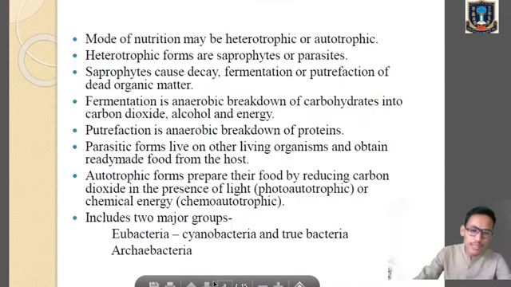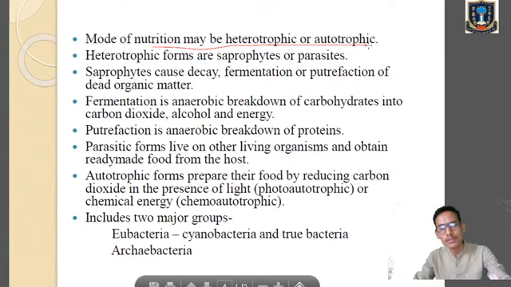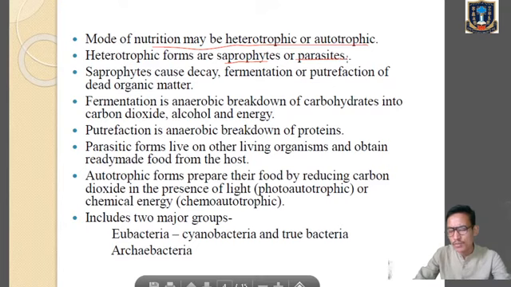Next one. Next character. Nutrition may be heterotrophic or autotrophic. In the last class we have discussed what heterotrophic means and what autotrophic means. We have learned about heterotrophs and we have learned about autotrophs. So kindly go through the first class about the definition of heterotrophic and autotrophic. Now, heterotrophic forms may be saprophytes or parasites. Saprophyte means which get their organic food material from the dead and decomposed body. Parasite means which are totally dependent on the host, but they don't kill the host, but they are dependent for survival, for feeding, for the shelter, totally on the host.